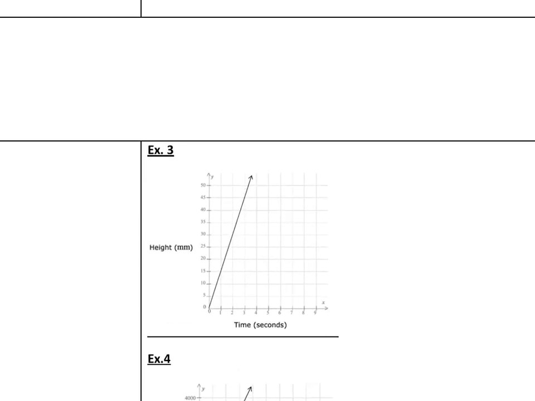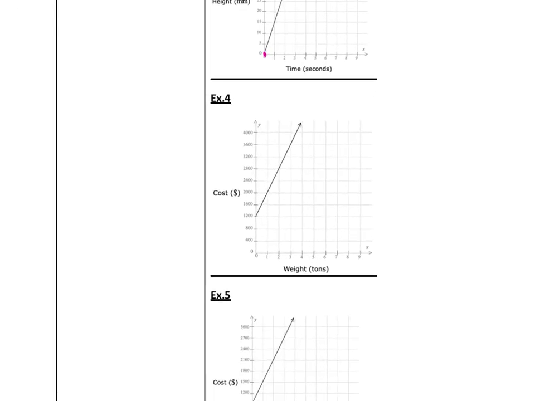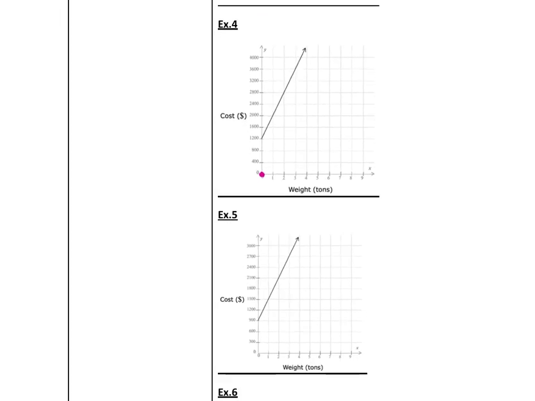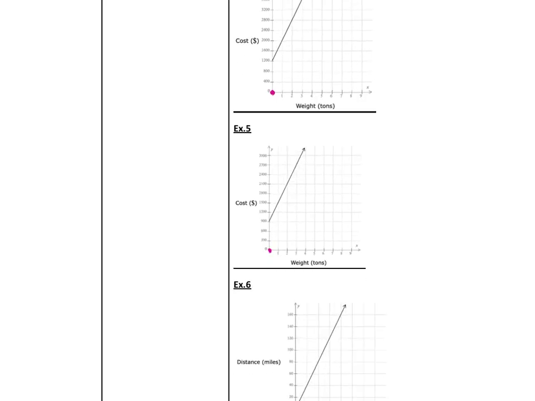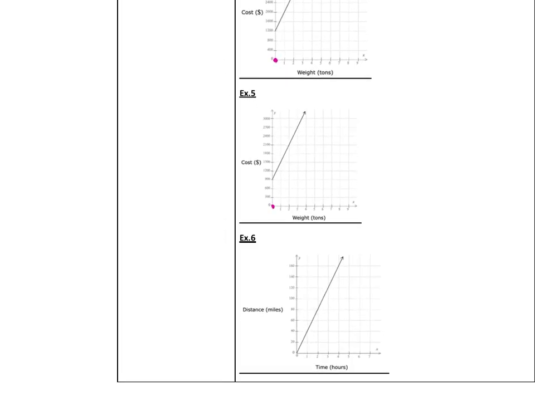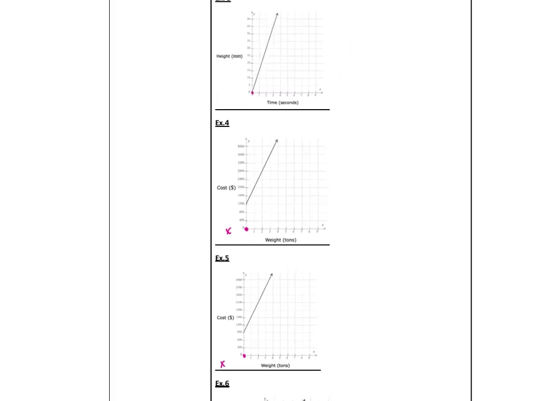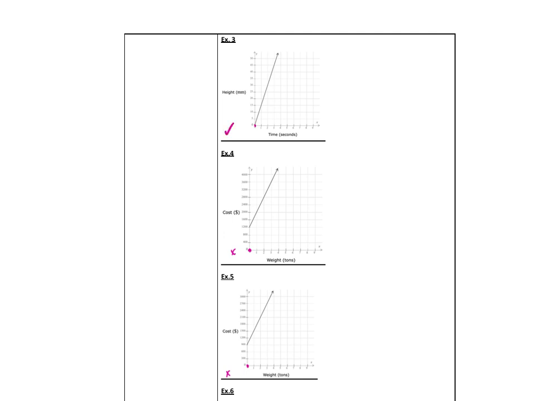Let's plot some points. First of all, let's notice this goes through the origin. This one does not. The origin's down here, right? It does not go through the origin. And this one does not go through the origin because the origin's right there. And this one does go through the origin, right? So this one, the origin checks. This one doesn't go through the origin. This one doesn't go through the origin. But this one does go through the origin.